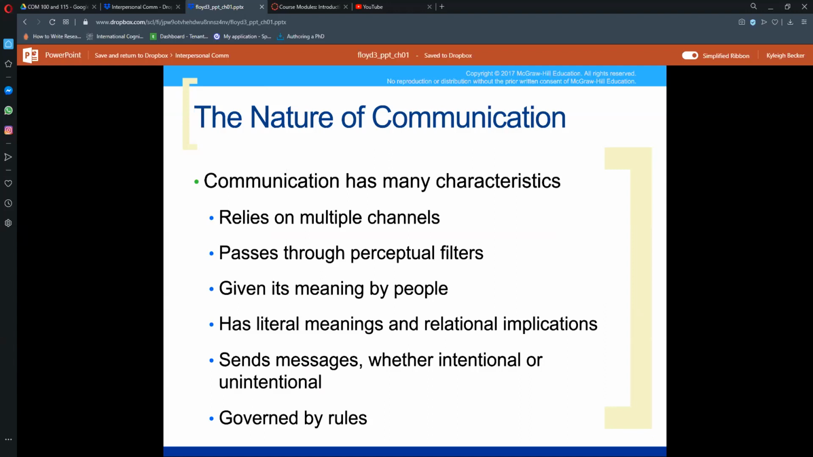But communication as a whole has many characteristics. It relies on multiple channels. So you're not always just communicating through voice or through video or through text. You're also communicating through body language. If you're in front of someone, you're communicating through body language, and if you're on video. It passes through our perceptual filters.